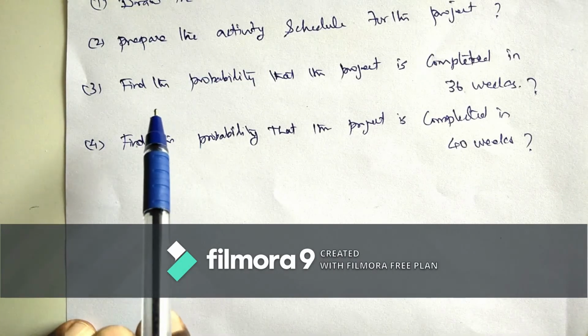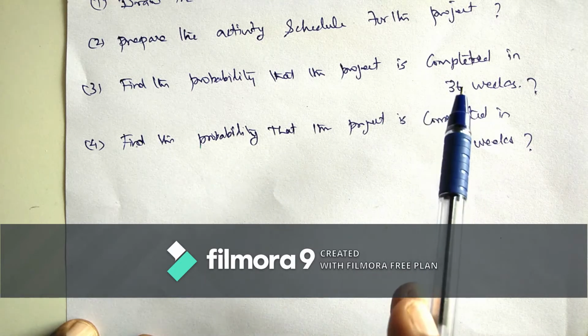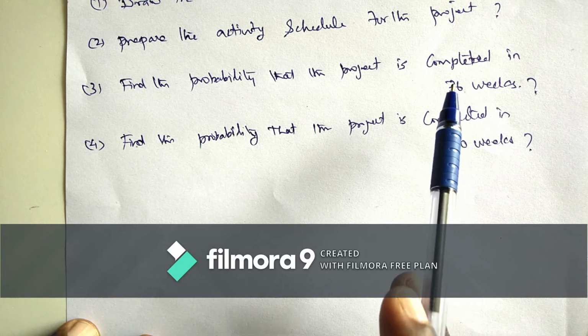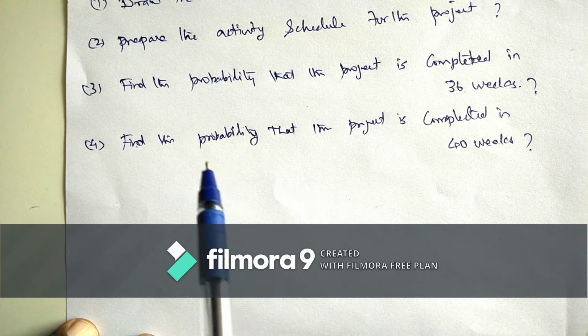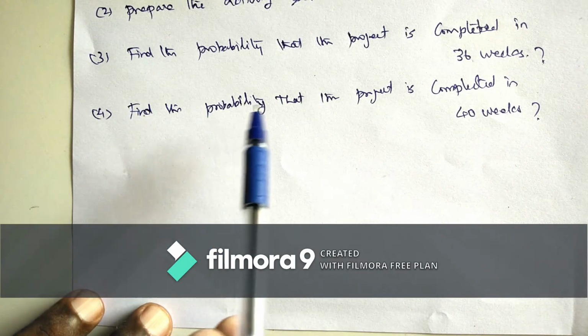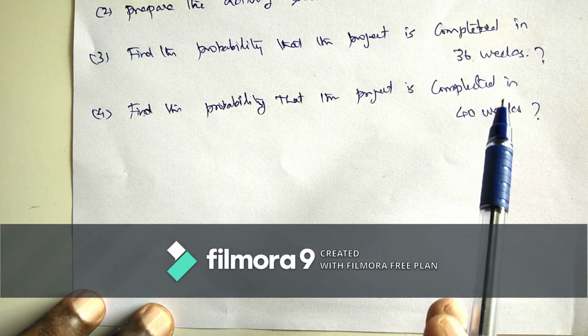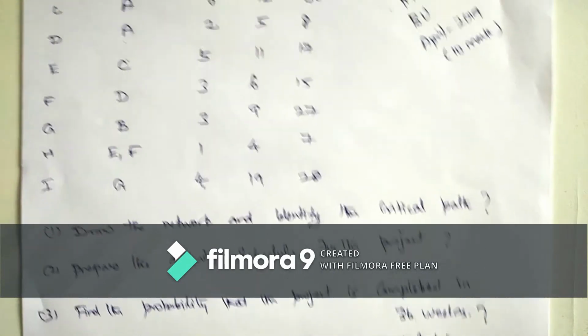And third, find the probability that the project is completed in 36 weeks. So what is the chance of finishing this project within 36 weeks? And fourth, what is the chance of finishing this project, completed in 40 weeks? So this is the problem.